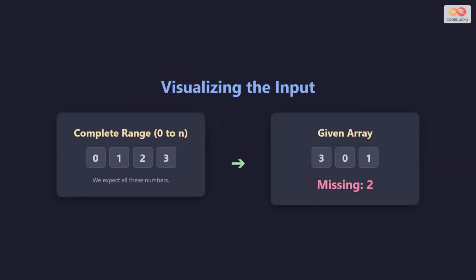Let's look at an example to make it clear. If n is 3, we expect the numbers 0, 1, 2, and 3. But if our input array only contains 3, 0, and 1, we can see that the number 2 is missing. That is our answer.